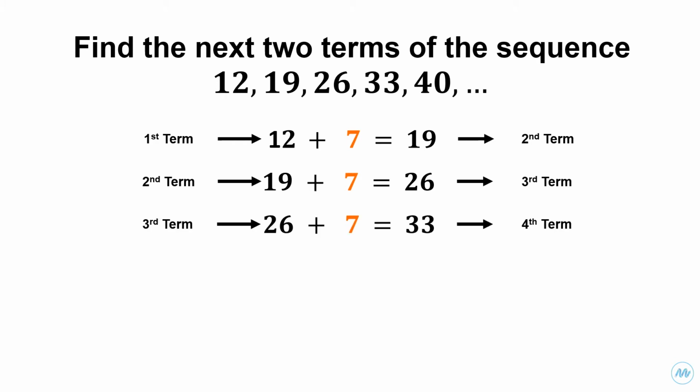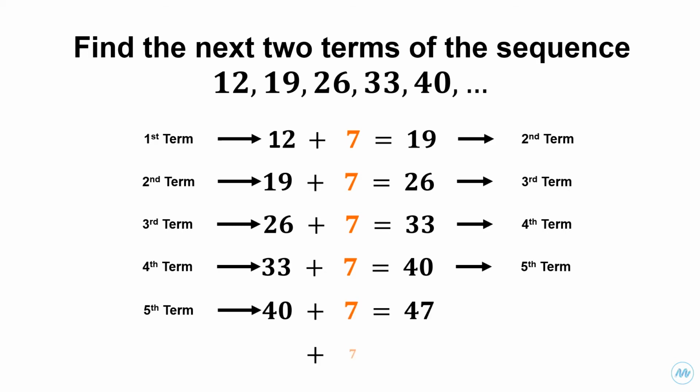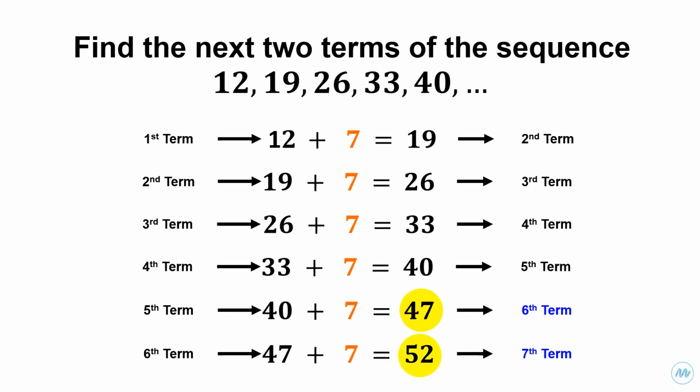The fourth term 33 is 7 more than the third term 26. And the fifth term 40 is also 7 more than the fourth term 33. The pattern is clear. To find the succeeding term, simply add 7 to the last term. Hence, the sixth term is 47 and the seventh term is 52.